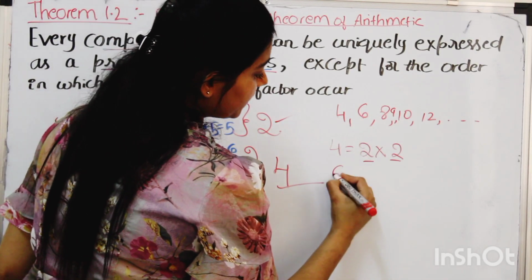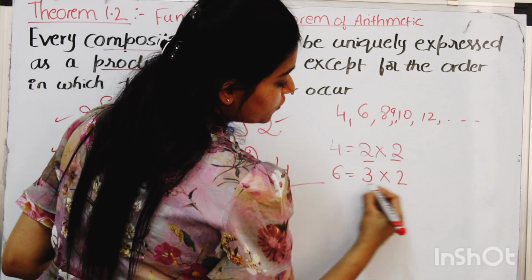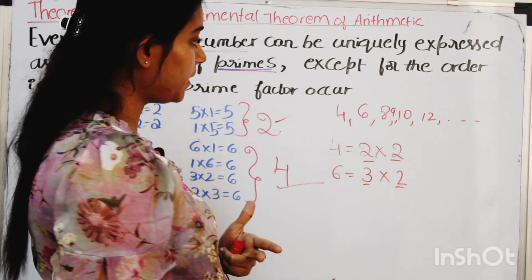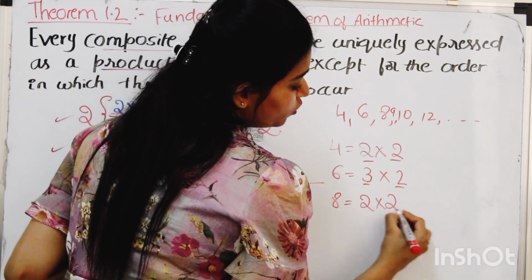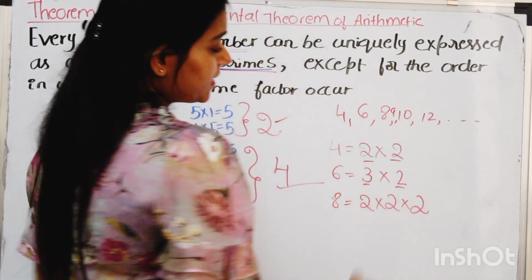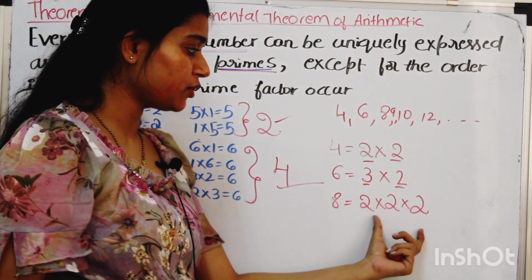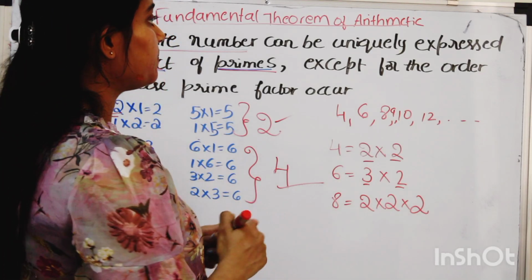6 can be written as 3 into 2. So this 3 and 2 are prime numbers. Similarly, 8 can be written as 2 into 2 into 2. So a composite number is a product of prime numbers.